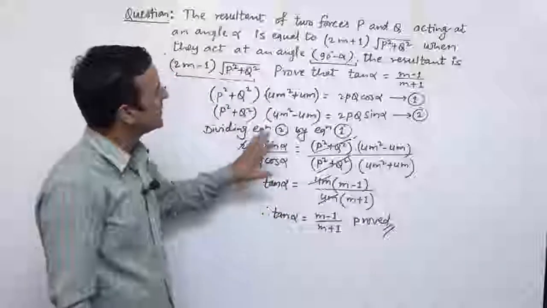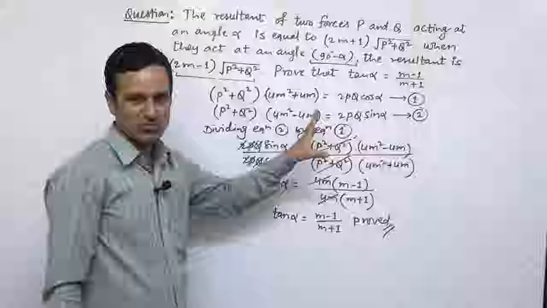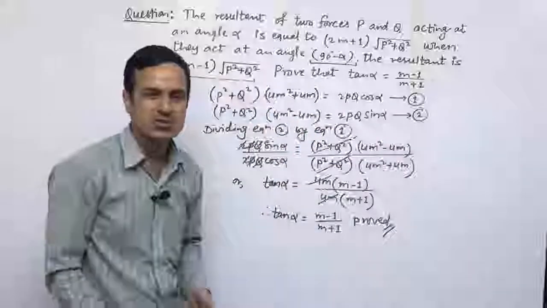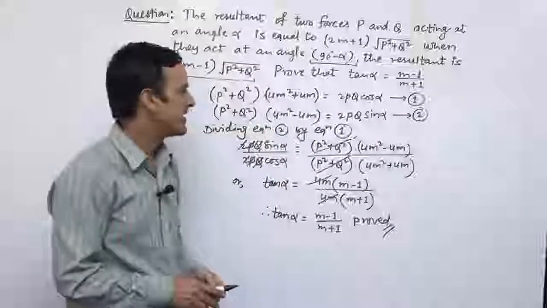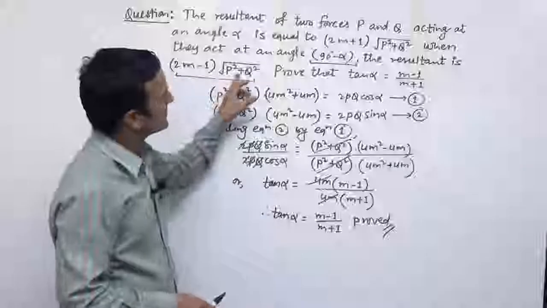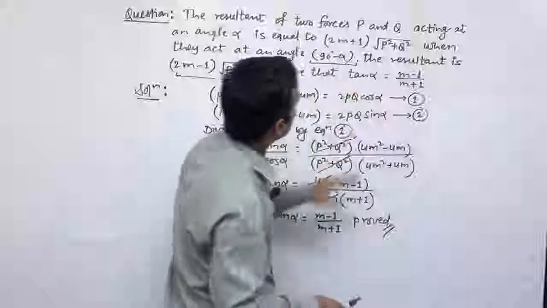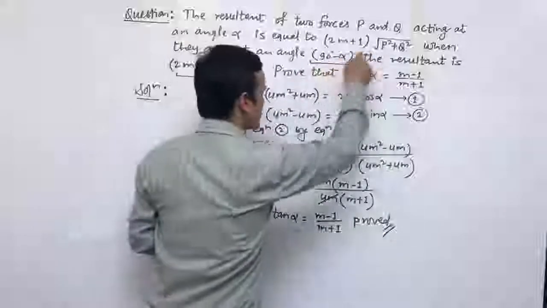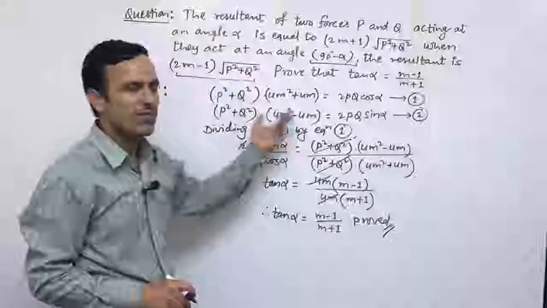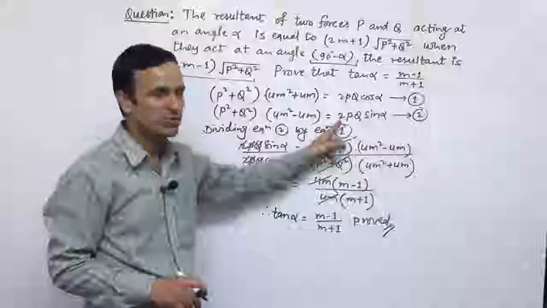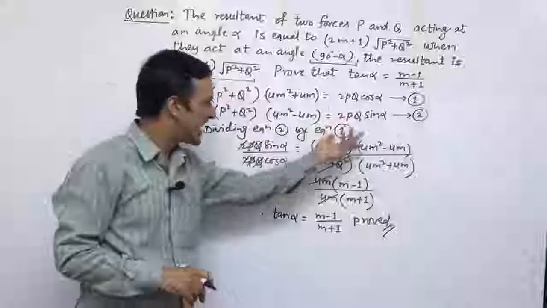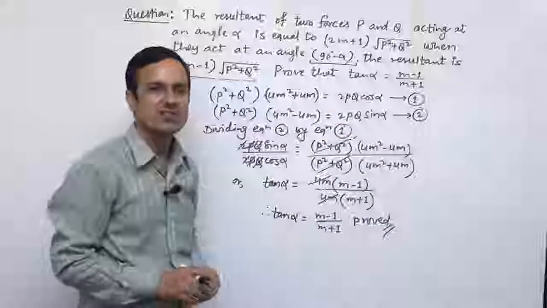So first of all, use the resultant formula R square is equal to P square plus Q square plus 2PQ cos alpha. Then after we use this information in the formula, we get these two types of equation. So after dividing them, we get the required result.